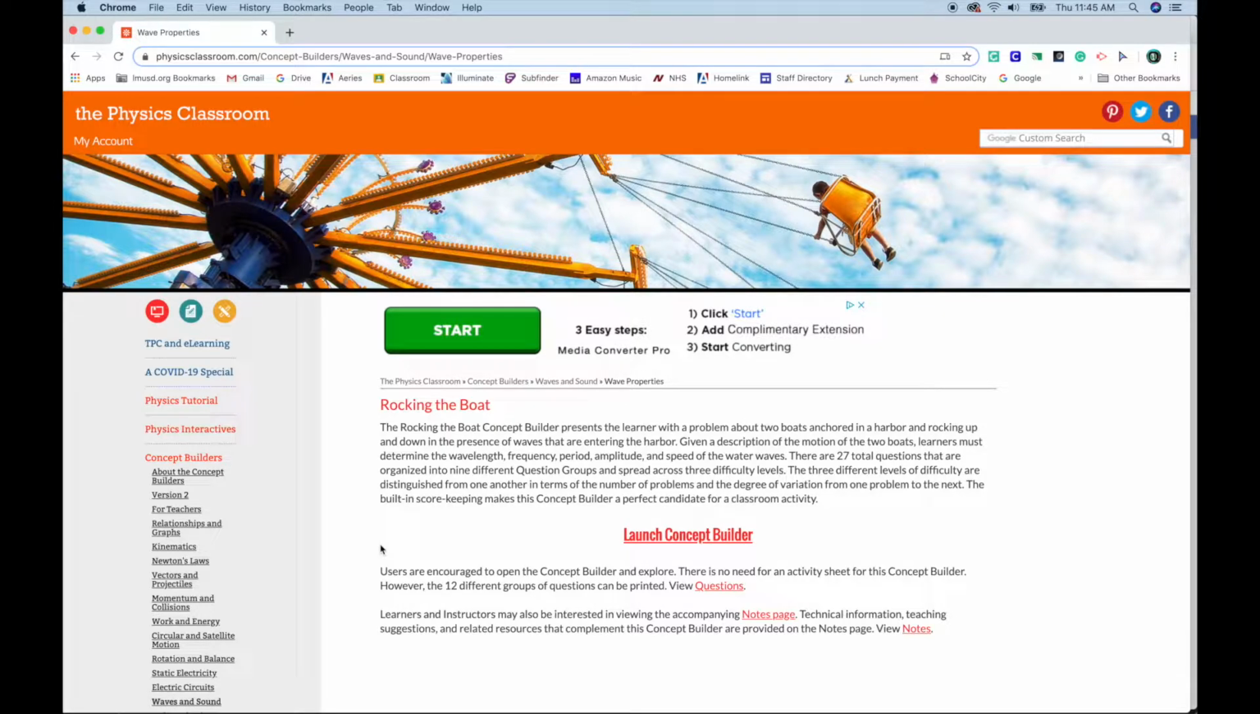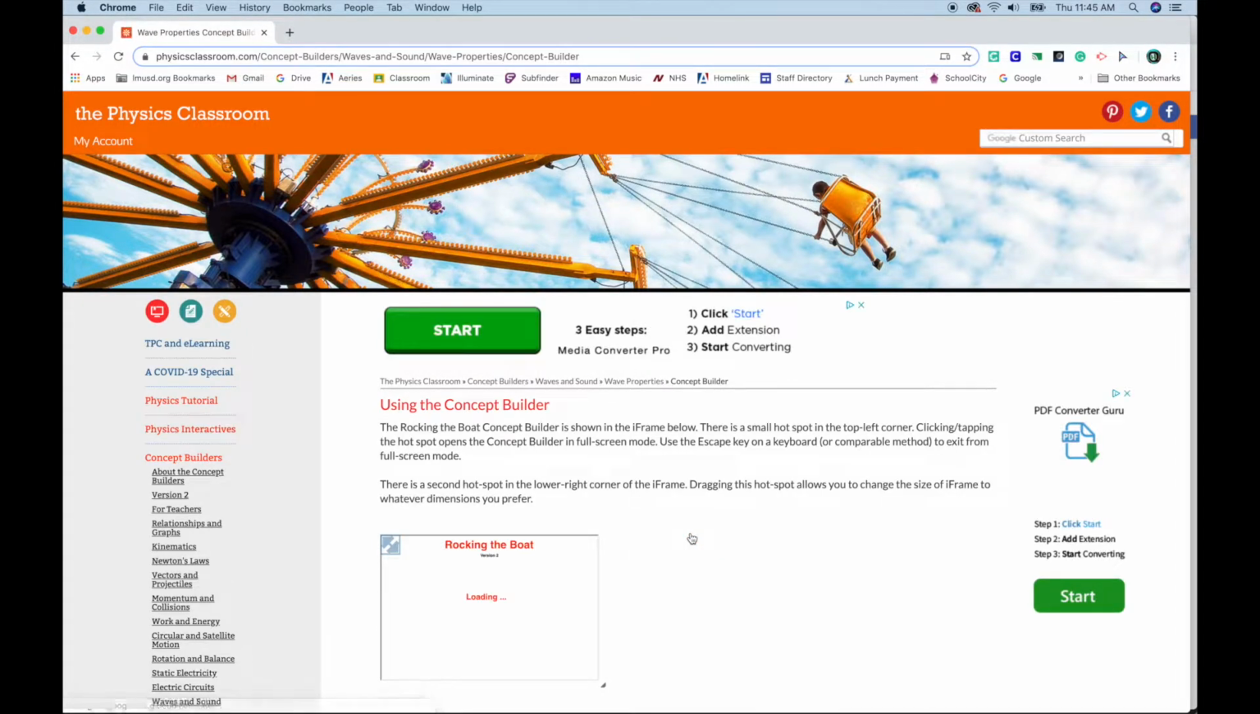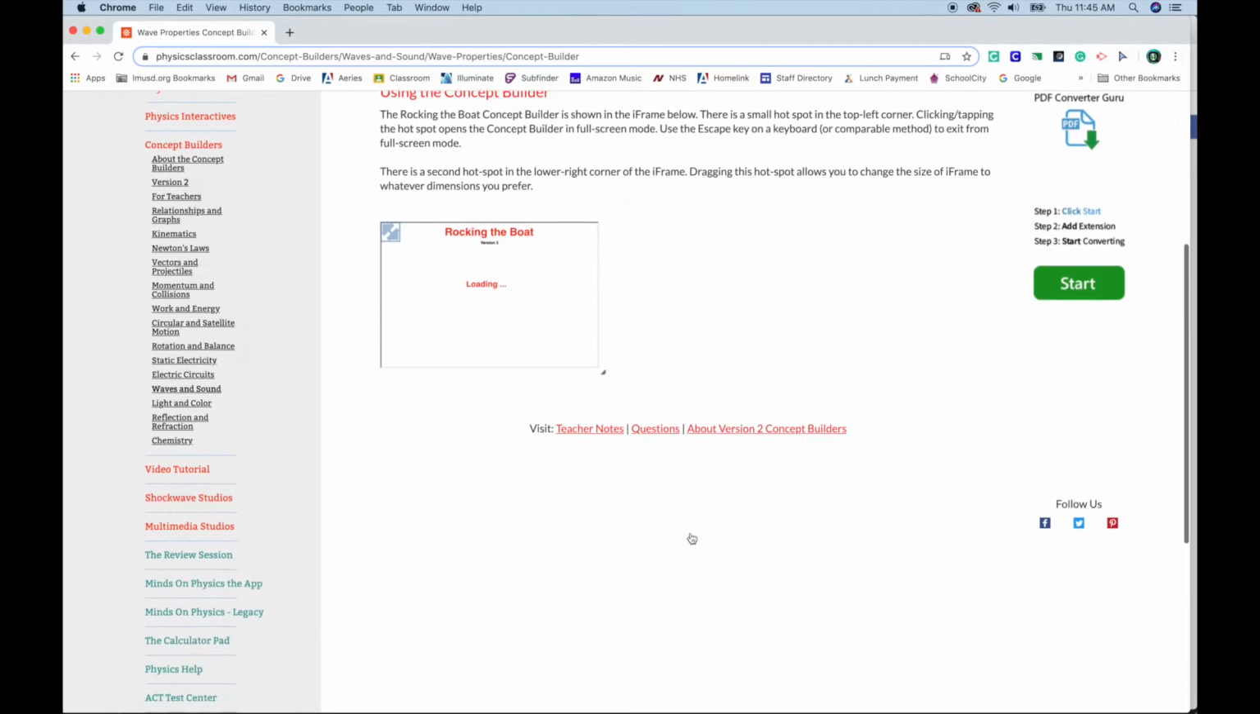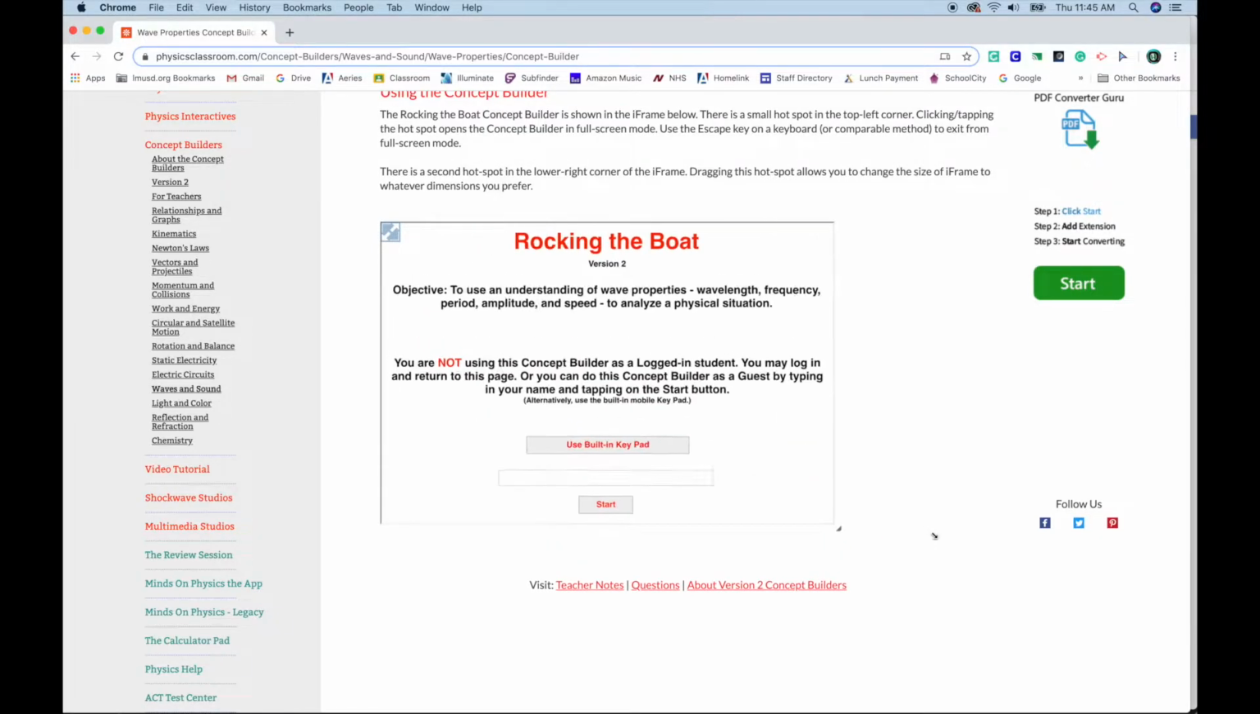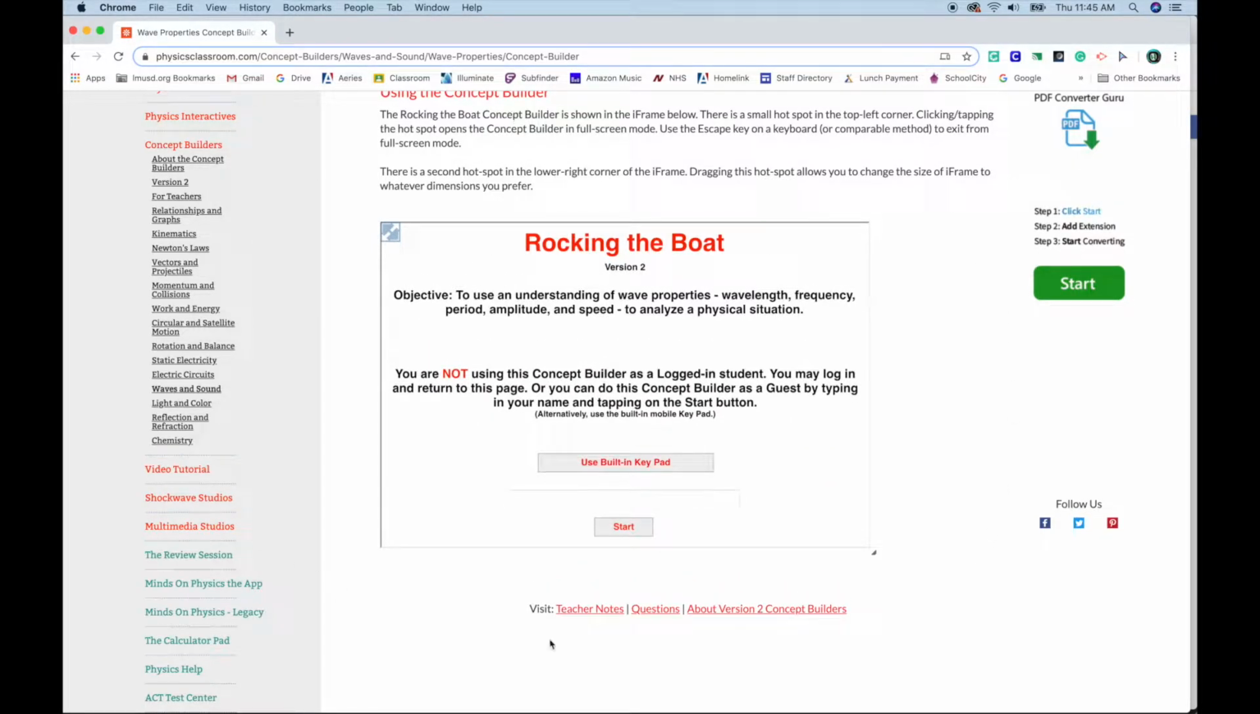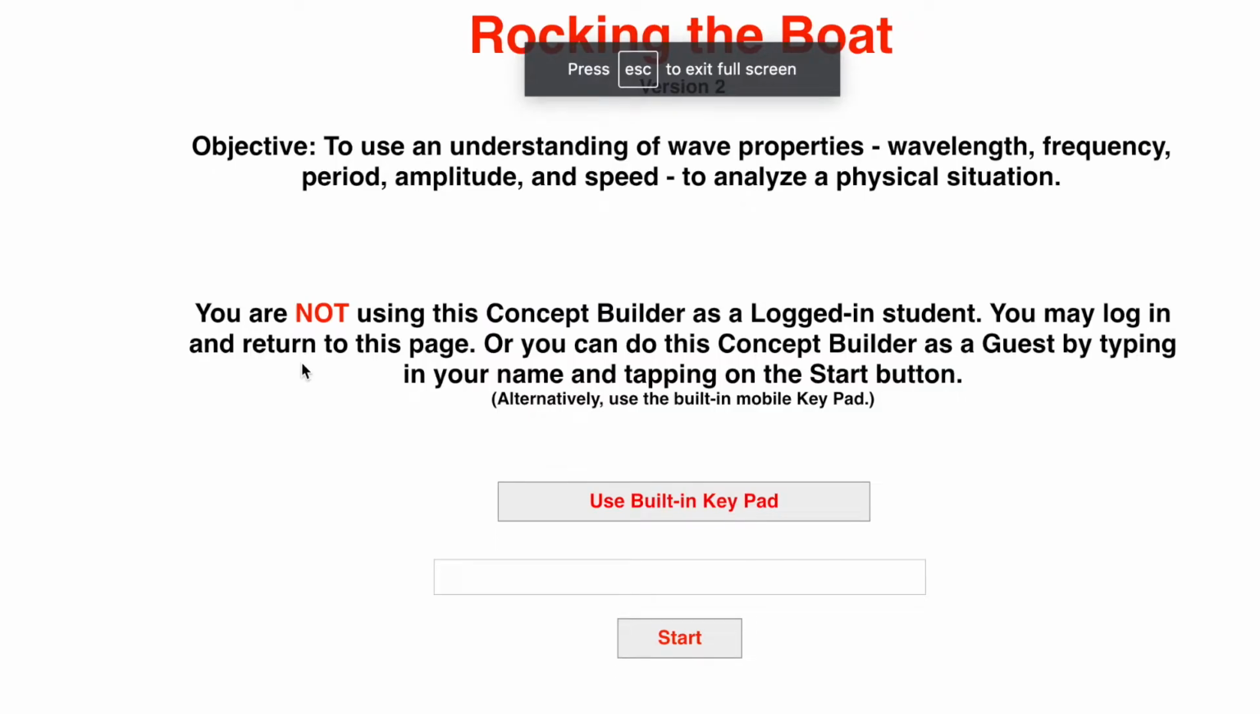So we are going to look at several different situations where you have a boat bobbing up and down and try to find the wavelength, frequency, period, amplitude, and speed of the water waves. So we clicked on Launch Concept Builder. When you get here, you can either make this larger by clicking and holding this button, or if you want to make it the entire screen, then you go over here and click this button.